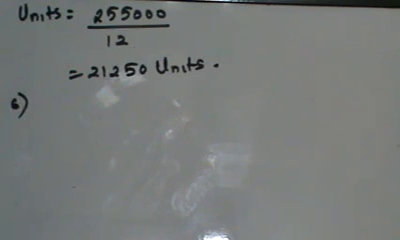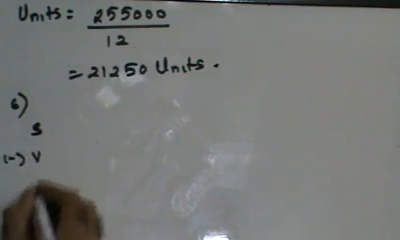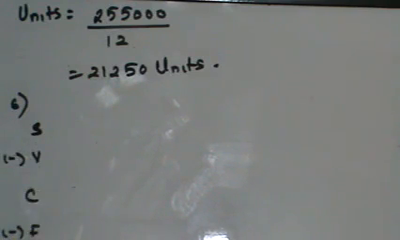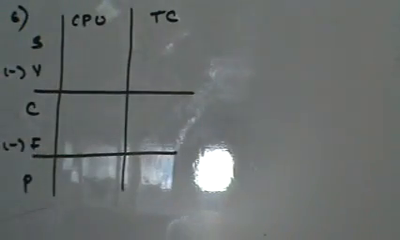Next, the fourth part of the question. Assuming that in the year 2002, an additional staff of rupees 33,000 is anticipated and the price of the shirt is likely to increase by 15%, what should be the break-even point in number of shirts and sales revenue? Sales less variable cost gives you contribution, less fixed cost gives you profit. CPU, PC. Right, now let's see this.